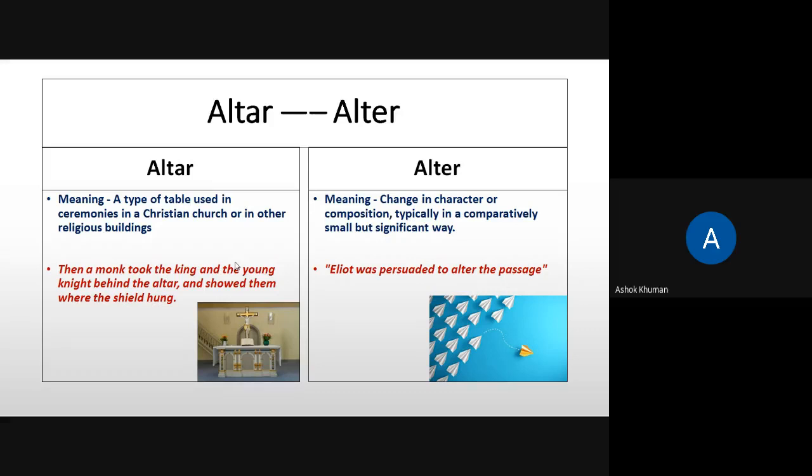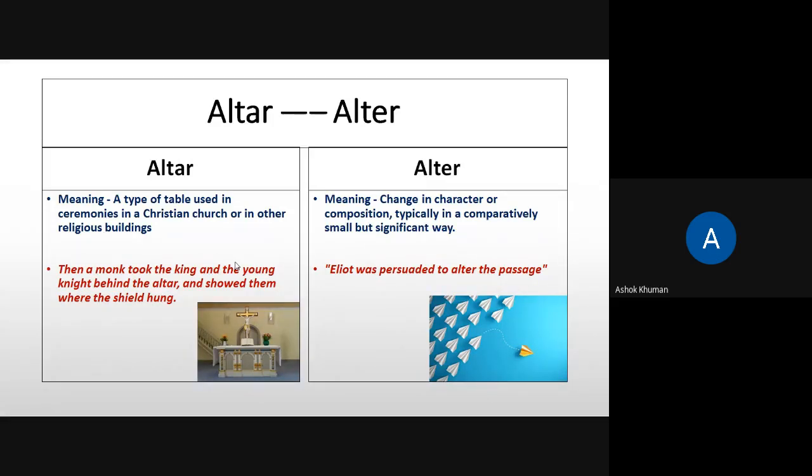So altar means table, especially in a Christian church. You will find a decorative table for worship purposes. It is a type of table used in ceremonies in a Christian church or in other religious buildings. You can see the picture, how beautifully decorated it is. So that is called altar.